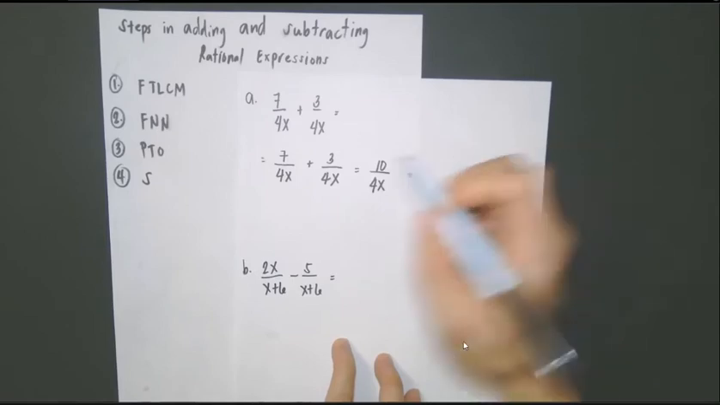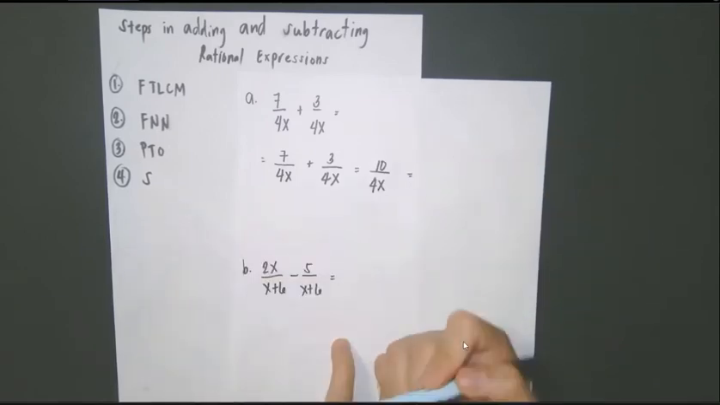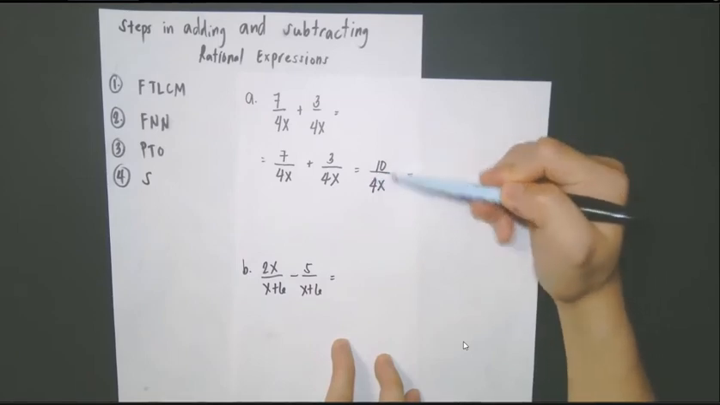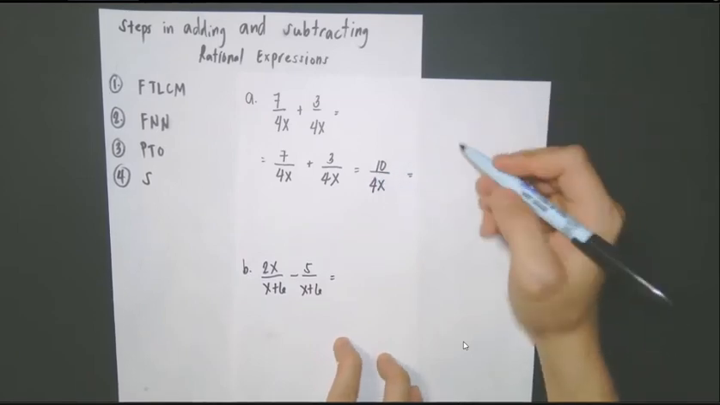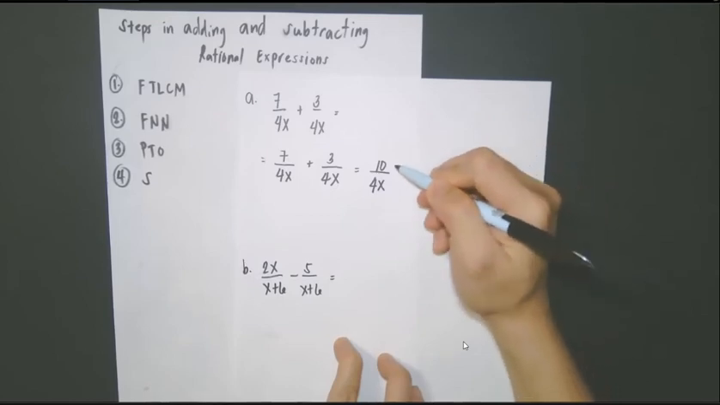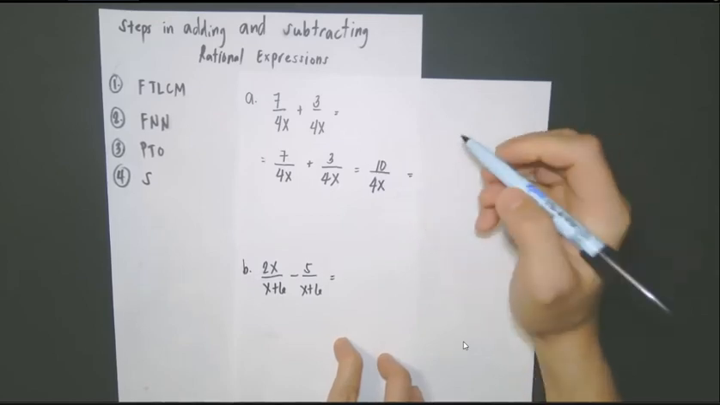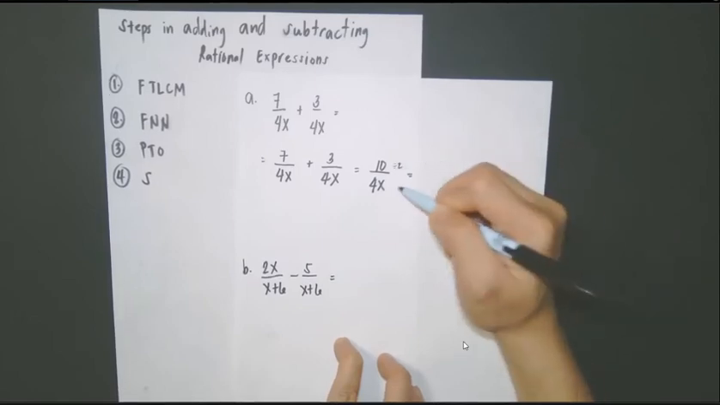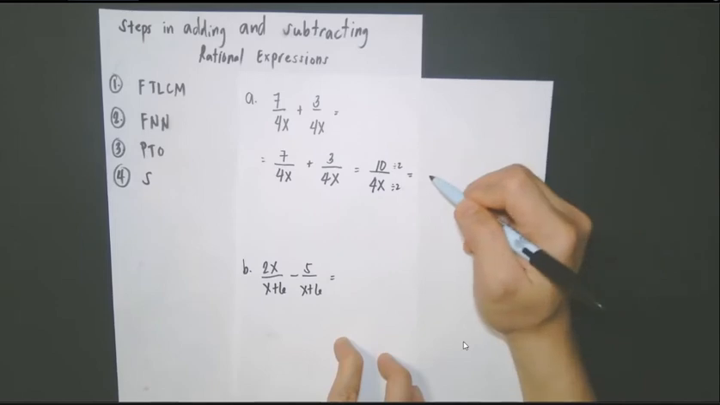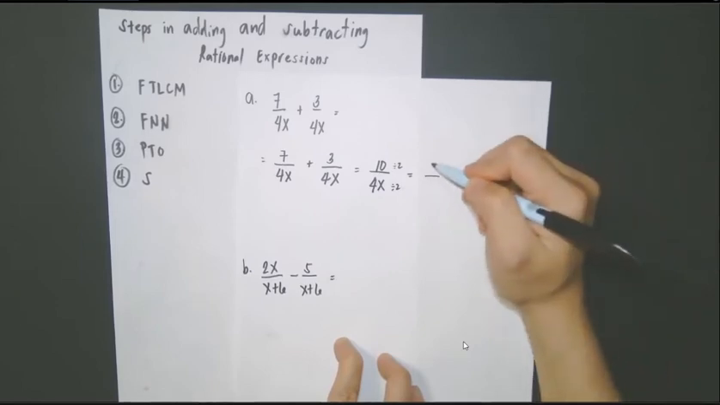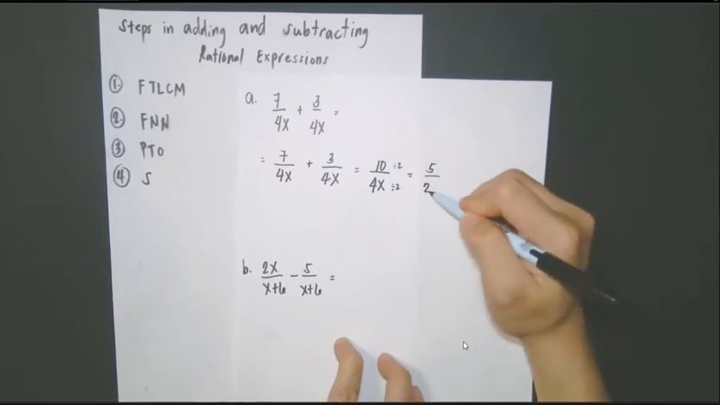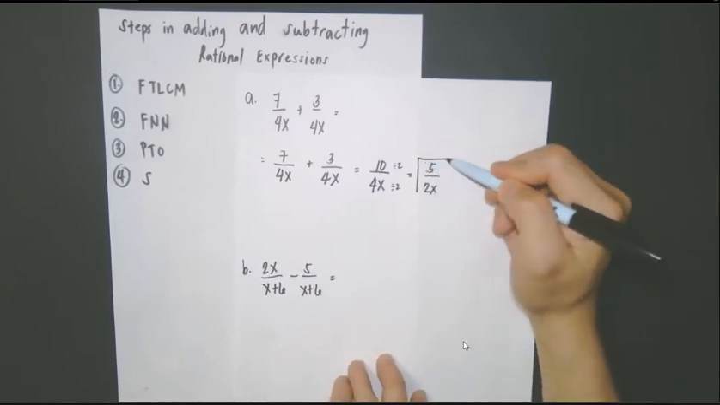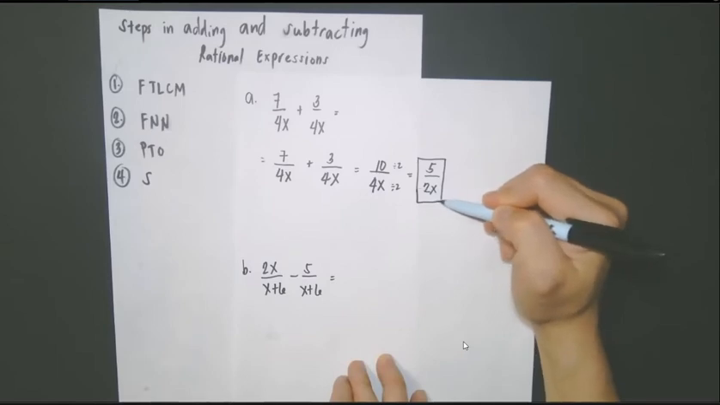Now, step 4 is simplify. Do you think we can simplify 10 over 4x? Yes, we can, by dividing both numerator and denominator by 2 because both are divisible by 2. So we would divide the numerator and denominator by 2, which will give us the final answer as 5 over 2x. So that should be the sum of the problem.